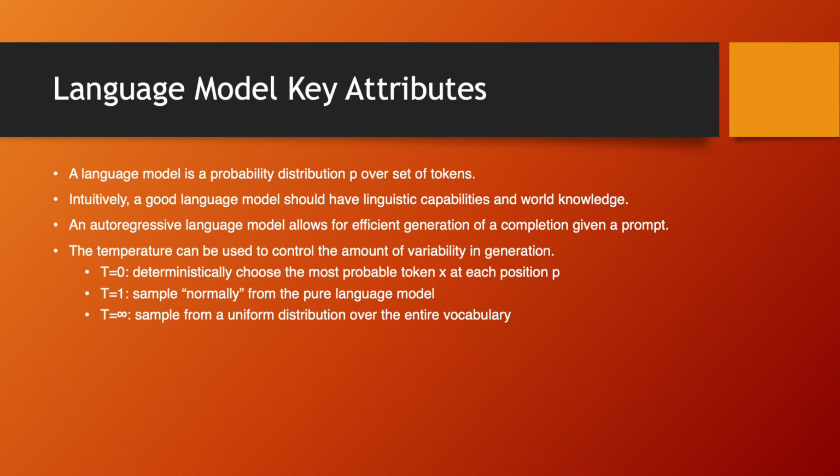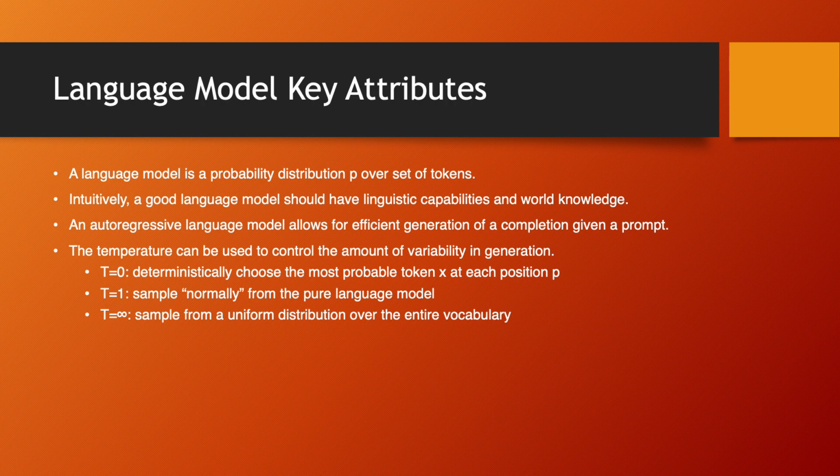Now, here are some of the key attributes of a language model. A language model is a probability distribution P over a set of tokens. Intuitively, a language model should have linguistic capabilities and world knowledge. An autoregressive language model allows for efficient generation of a completion given a prompt. The temperature can be used to control the amount of variability in generation.